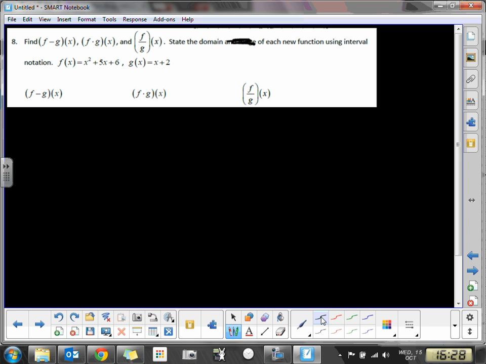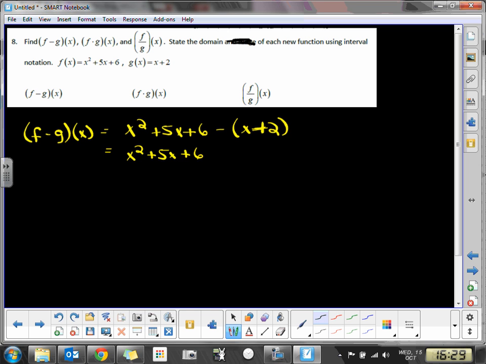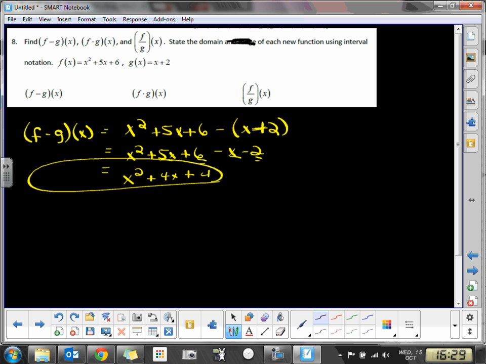So what we're going to do is first find the difference of functions f and g, which means we take function f, which is x squared plus 5x plus 6, and we simply subtract function g, which is x plus 2. Making sure that I put those in parentheses so I don't forget to distribute. So x squared plus 5x plus 6. Before I collect like terms, I need to distribute. And now I can collect my like terms, x squared plus 4x, and then plus 4. This is the difference of f and g, the function f minus g.